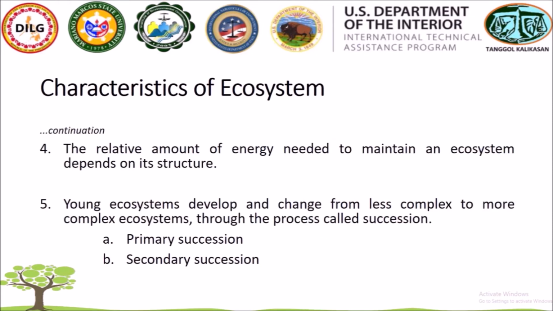and then the inorganic nutrients are cycled, and the energy is not. The relative amount of energy needed to maintain an ecosystem depends on its structure. So, a complex ecosystem needs less energy to maintain itself because of the high species diversity that regulates the flow of energy. Young ecosystems develop and change from less complex to more complex ecosystems through the process called succession.